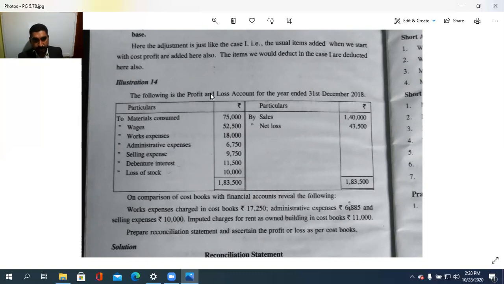Then administrative expenses 6,750 there, here it is 6,885, and the selling expenses it is 10,000. Imputed charges for rent as owned building in cost books 11,000.